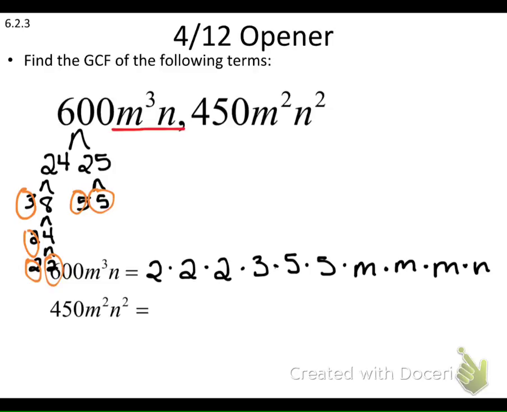Okay, now let's do the factor tree with 450 now. 450 times 100, or what times 100? Can you divide 450 by 100? 45 and 10, right? Okay, awesome.